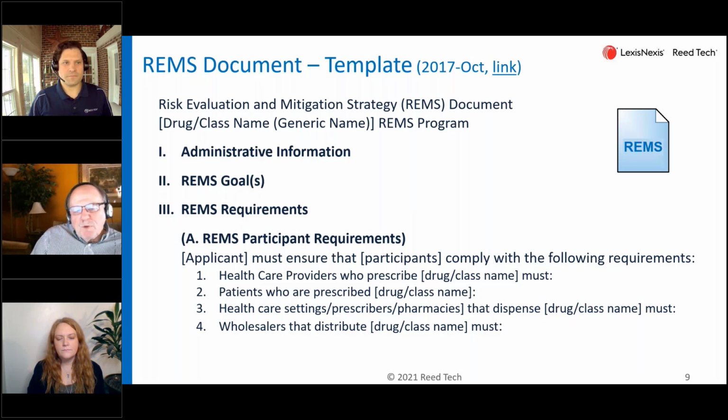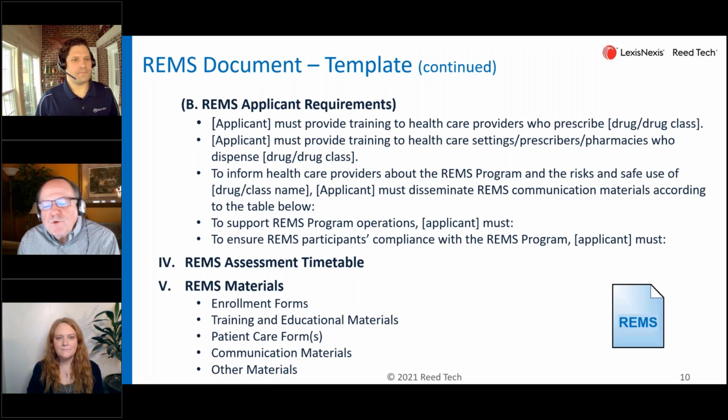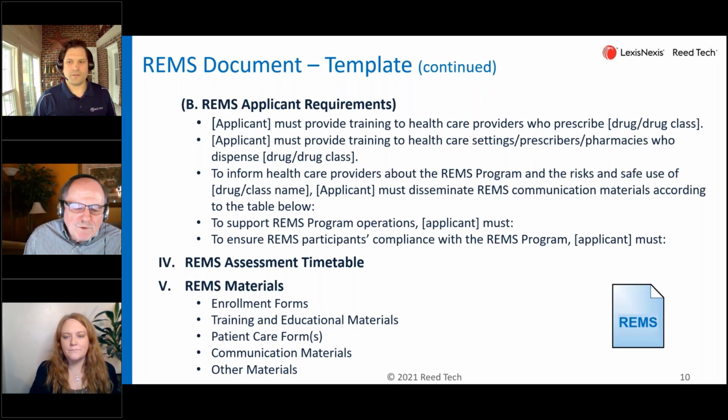The first section is for those participants that have requirements. That could be any one of those prescribers or patients or anywhere in the logistic chain. There's a couple areas that need to be explicitly addressed. The second half of the document continues with the applicant requirements. And again, there are some predefined sections there. The last 2 sections have to do with the assessment timetable, which we talked a little bit about already, but how often you do an assessment and evaluate. And then the last section is a list of those materials.